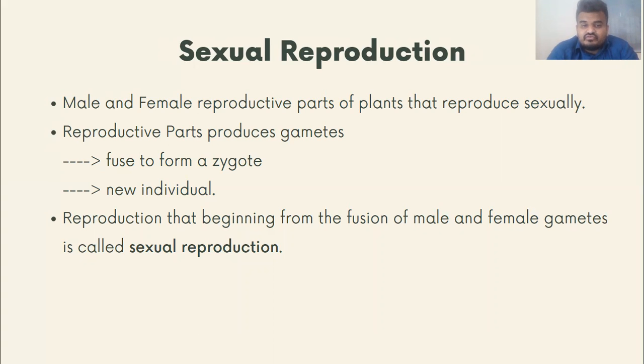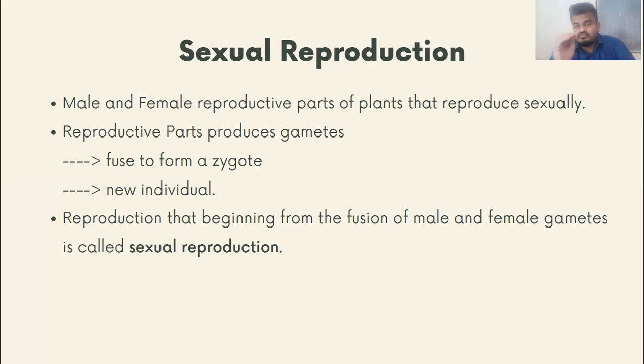They fuse to form a zygote. They are combining with each other, I mean to say, and they form a zygote. And this zygote will develop into a new individual, or we can say the next generation or offspring. So reproduction that begins from the fusion of male and female gametes is simply called sexual reproduction.